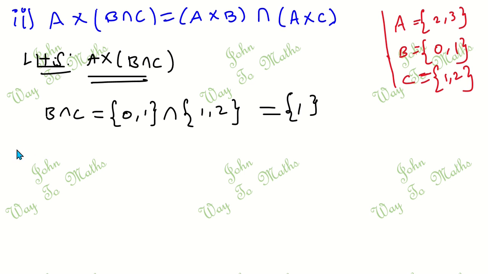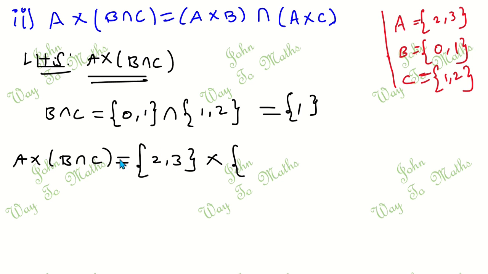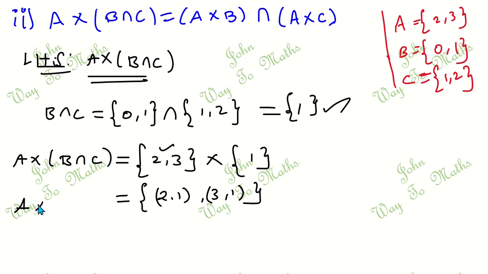So then I'm going to find LHS A cross B intersection C, which is equal to A set becomes 2 comma 3 cross B intersection C becomes 1. So here I am going to apply the product rule. So I'm going to choose 2. So here 2 comma 1, then 3 comma 1. So this is a LHS A cross B intersection C. Consider as equation number 3.